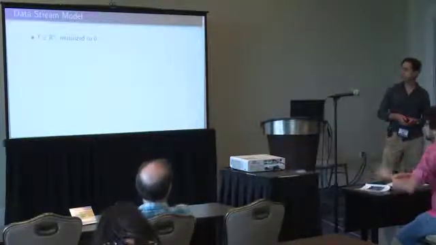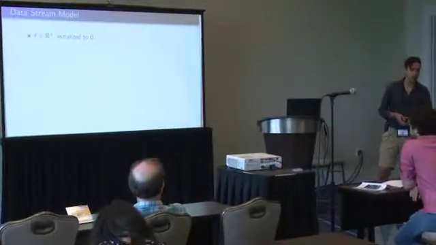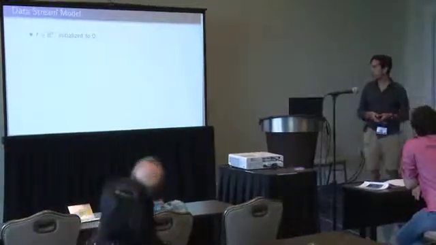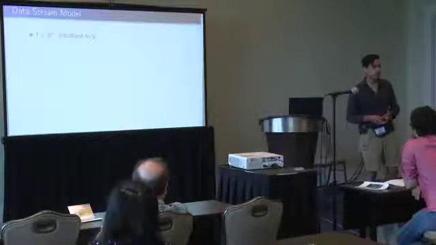So the model formally is we start with a very large vector in R^n. We call this vector f, for the frequency vector. And at the beginning of the stream, the vector is initialized to 0.